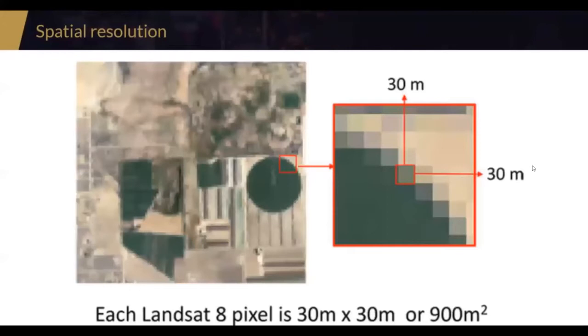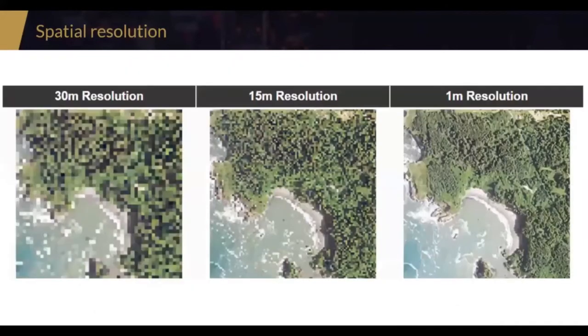For example, this is a Landsat 8 image. This Landsat 8 has 30-meter spatial resolution. In other words, an image with a 30-meter spatial resolution means that a single pixel represents an area on the ground that is 30 meters across. So if you have smaller pixels in an image, the data will appear more detailed. However, if you have large pixels, such as the 30-meter resolution, the data will appear more coarse or fuzzy.